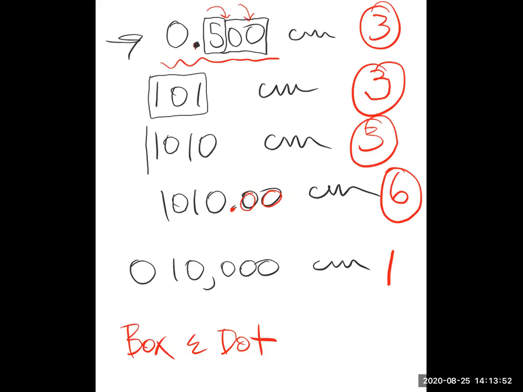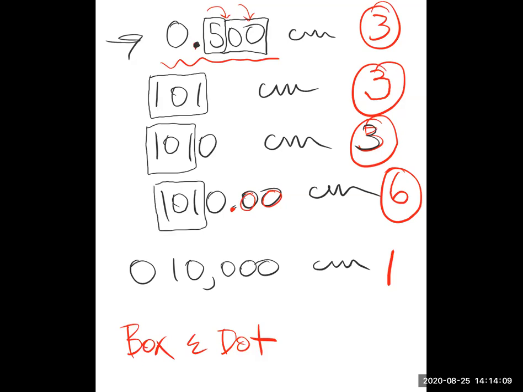Box around the digits. Is there a dot? Nope. Dot's the same as a decimal. If there's no dot, we're done. 3 is correct. Okay. Box around the numbers.